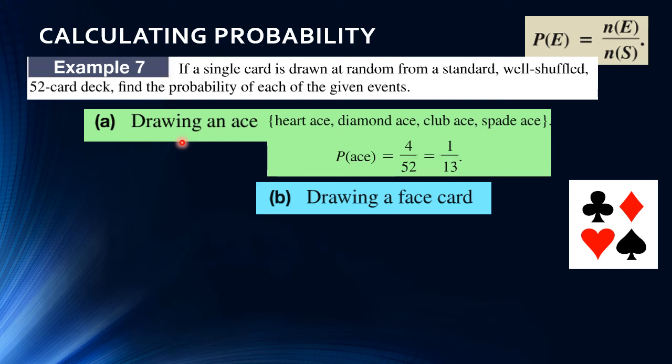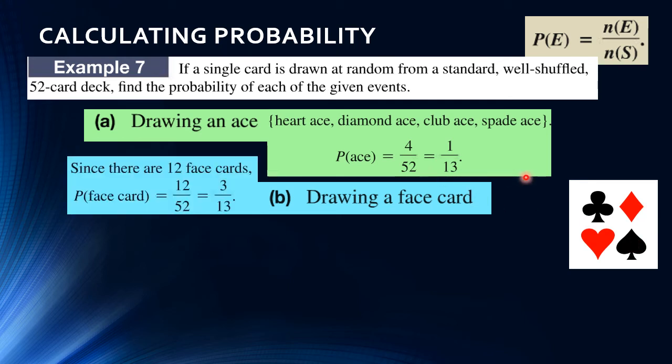Drawing a face card. Well, there's 3 face cards in every suit, clubs, diamonds, hearts, and spades. So that's 12 total, and then there's 52 cards possible. So here we have 3 out of 13.